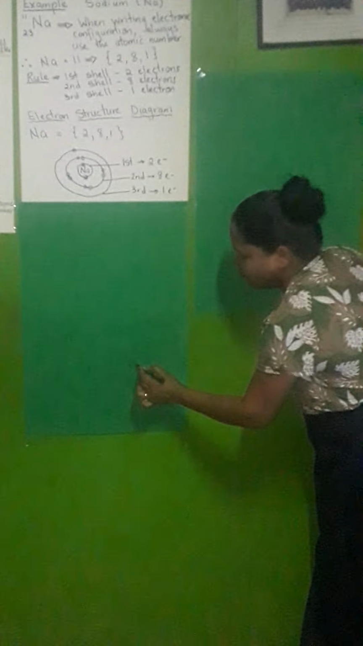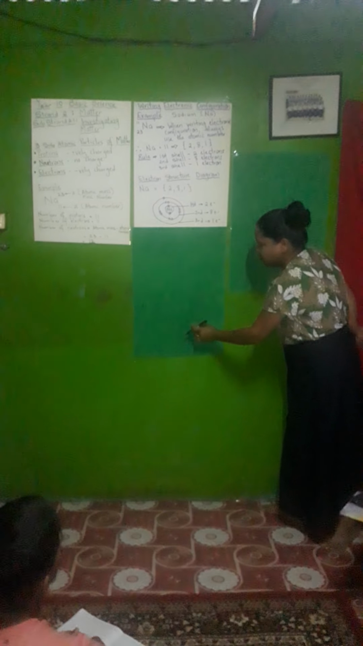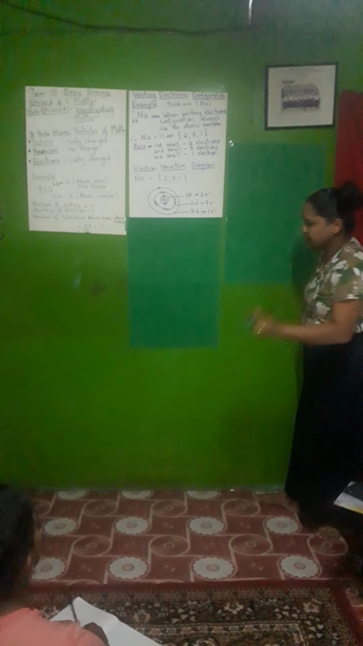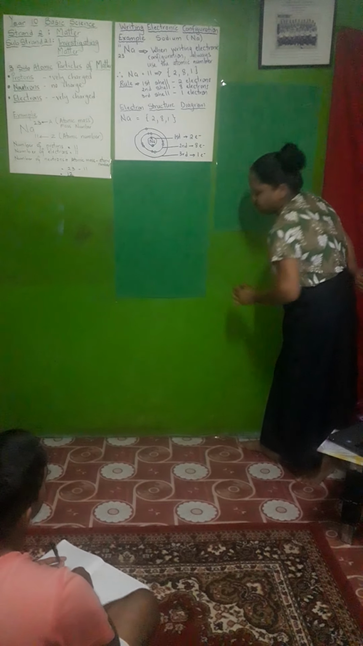Protons is equal to electrons. So what is the number of protons here? 12. Very good. And the number of electrons is also 12. And the number of neutrons will be... How have you found it? Very good. So the number of neutrons is equal to atomic mass minus your atomic number, that is 24 minus 12, that will be 12. Very good.